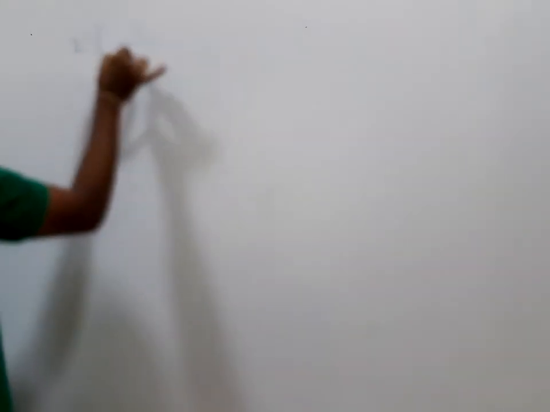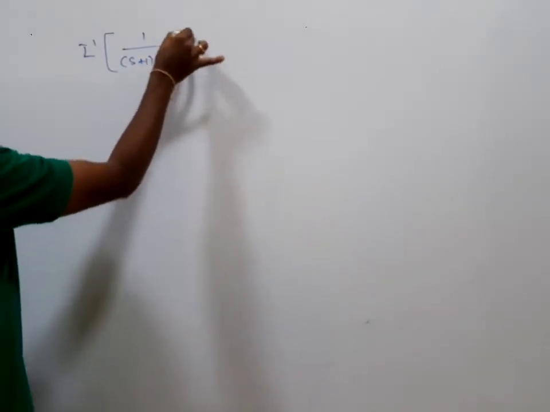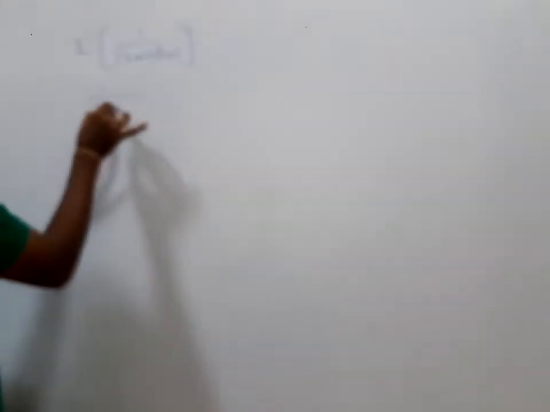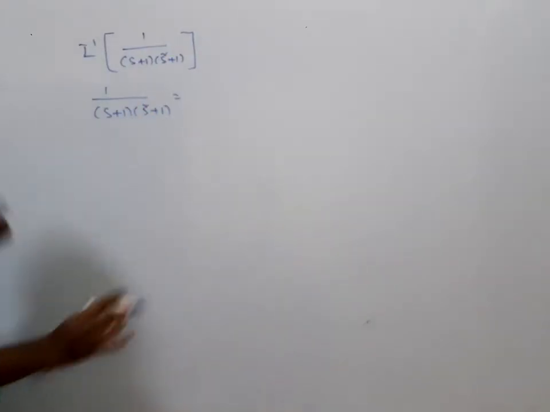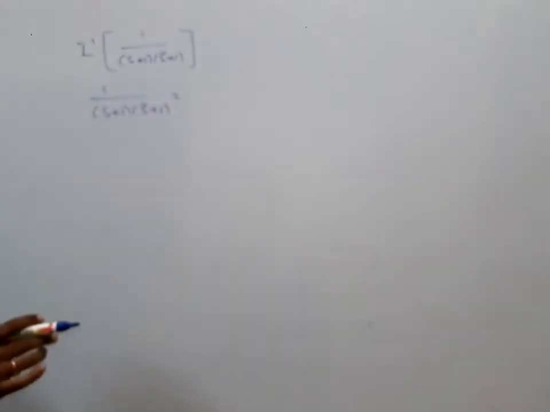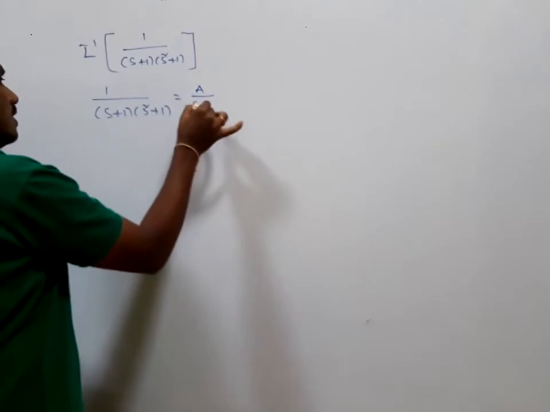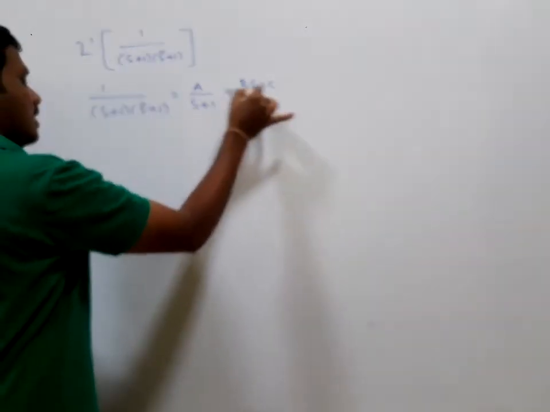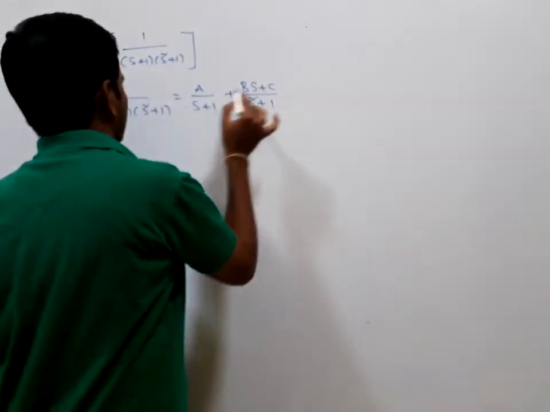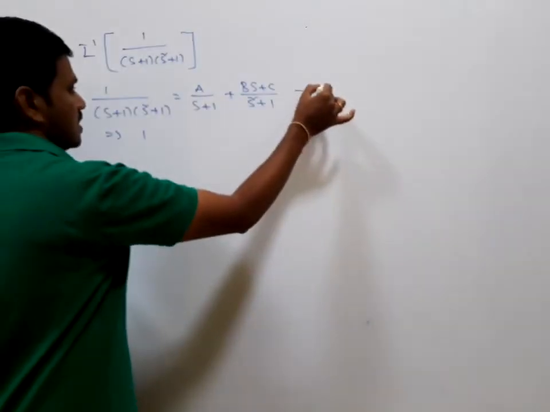Next problem: L inverse of 1 divided by s plus 1 into s square plus 1. Here there is only one linear root and the roots are different, so we can write a divided by s plus 1 plus bs plus c divided by s square plus 1. You go for the general method, which implies this can be written like this. Call this equation number 1.